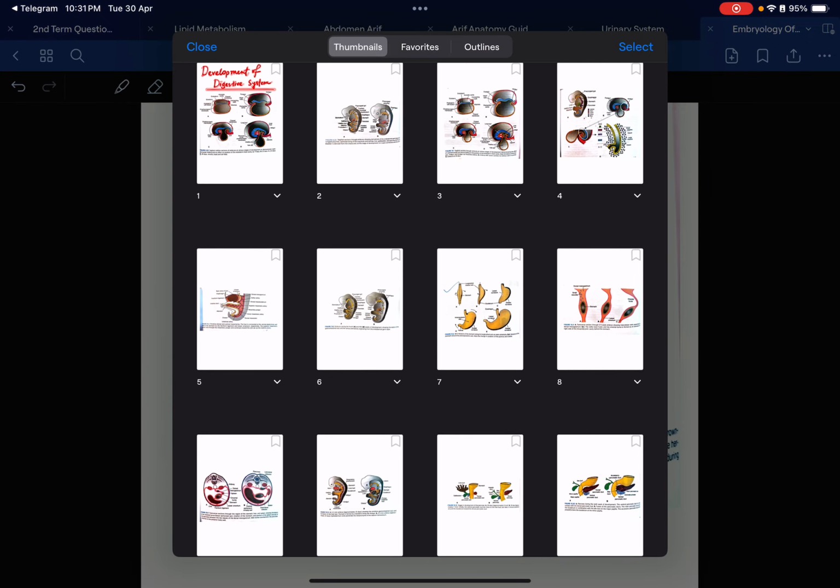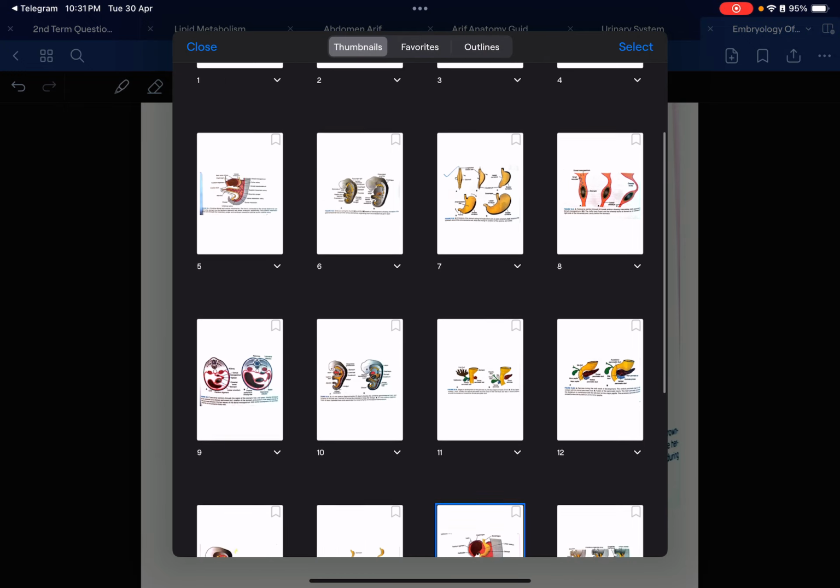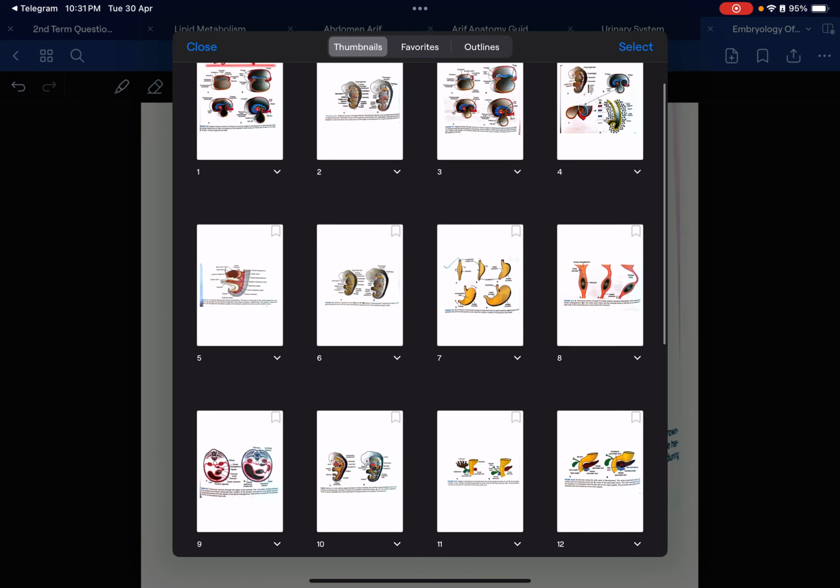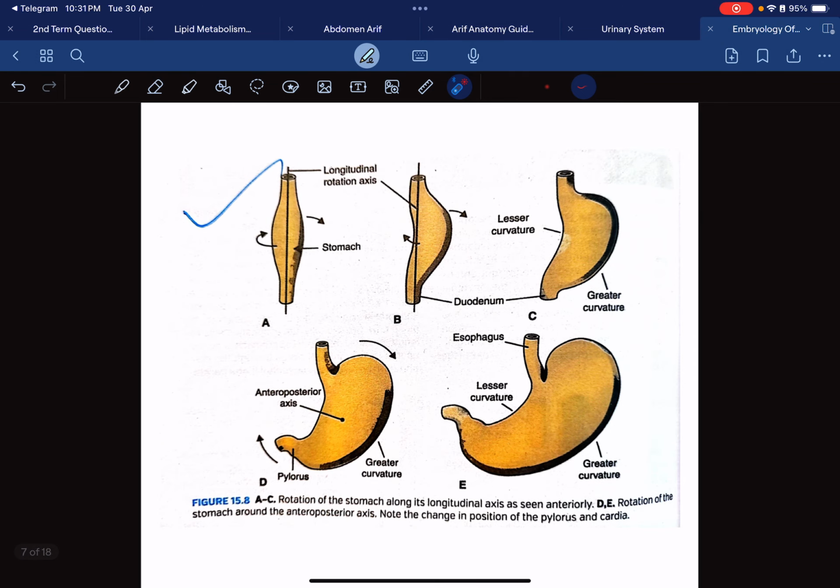Now, rotation of the GIT. Rotation of the stomach. First, let's begin with the rotation of the stomach. Before we move on to the stomach, before the stomach, there comes the esophagus. Esophagus develops from the respiratory diverticulum or lung bud around the 4th week. Okay, and the stomach develops from the foregut around the 4th week as a fusiform dilatation. This is fusiform dilatation. Okay, in close proximation to the respiratory diverticulum, right below the respiratory diverticulum.